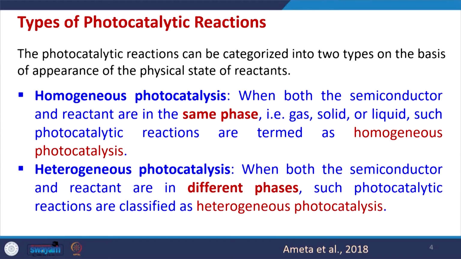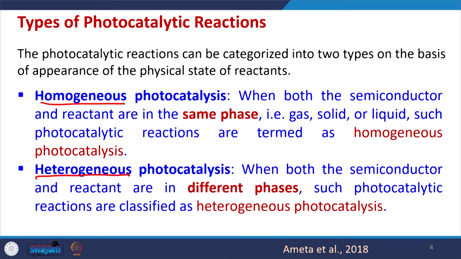Now, there are different types of photocatalytic reactions possible and they may be categorized into two types on the basis of the physical state of the reactants themselves. So, we have homogeneous photocatalysis and we have heterogeneous photocatalysis.